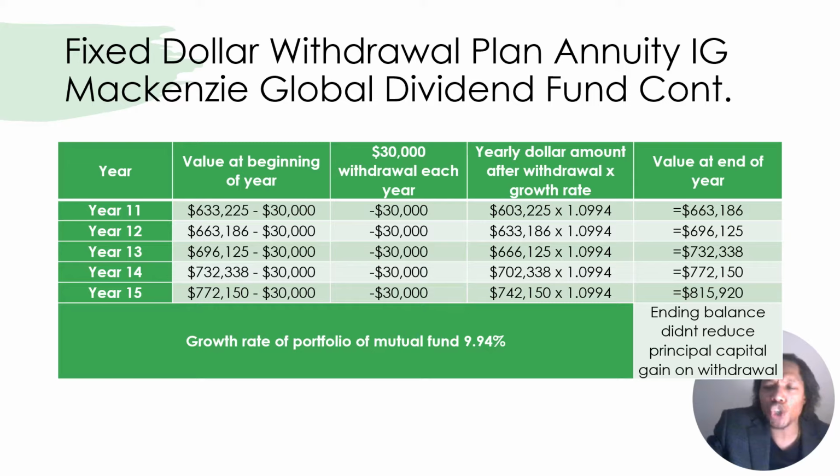At the end of this withdrawal plan in 15 years, the balanced mutual fund will be at $815,920 with the interest payments of $365,920 altogether.